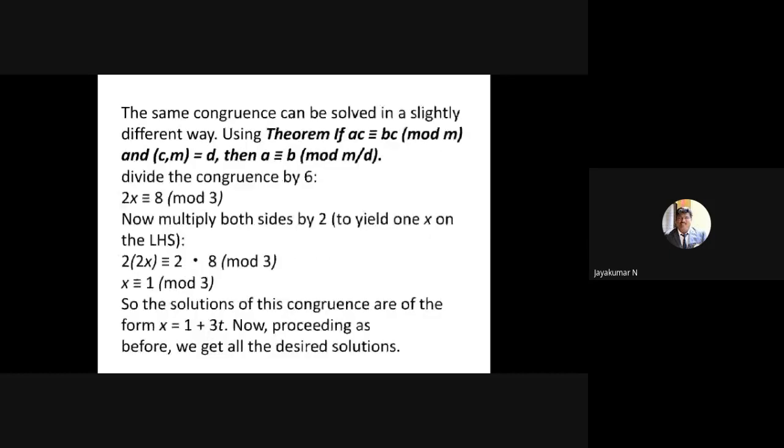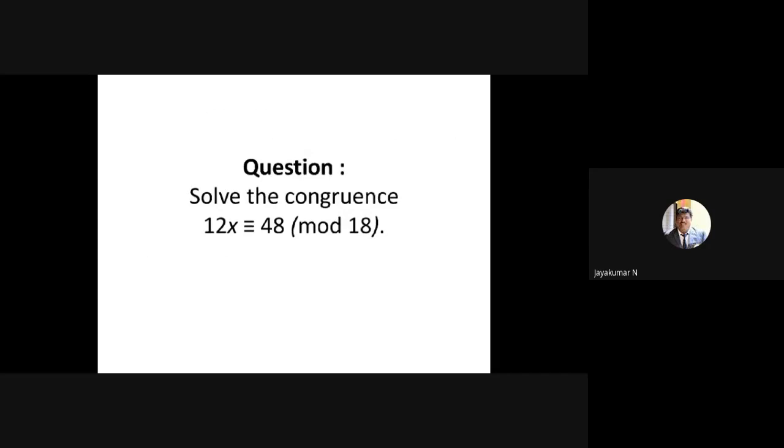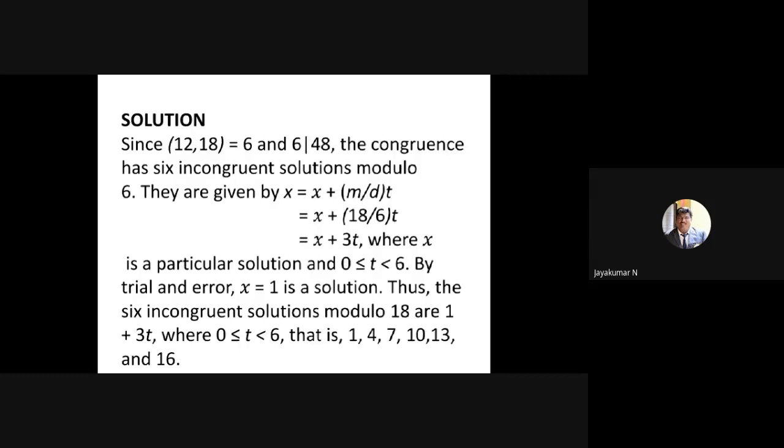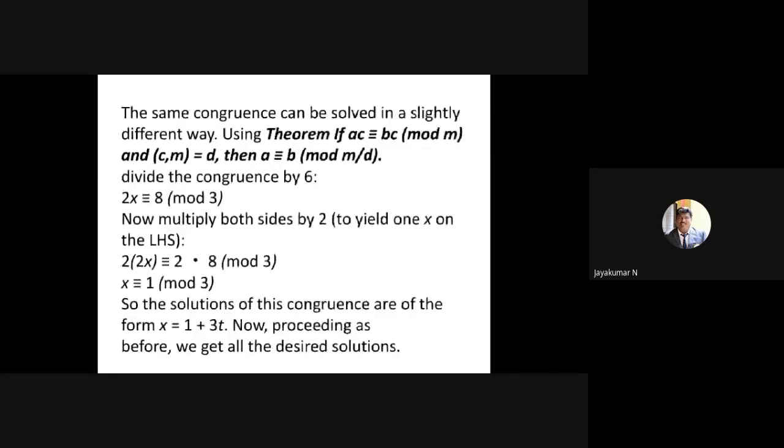So divide the congruence by 6. Divide the congruence by 6. So 12x congruent to 48 mod 18, throughout divided by 6. 12 by 6 is 2, so 2x congruent to 48 by 6 is 8, then mod 18 by 6, that is 3. So the given linear congruence is reduced into 2x congruent to 8 mod 3.